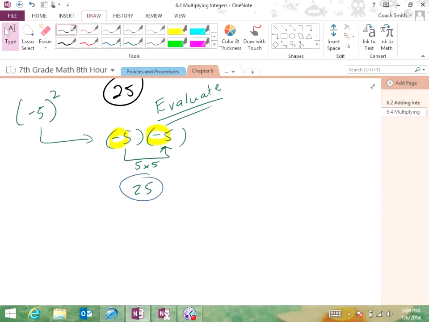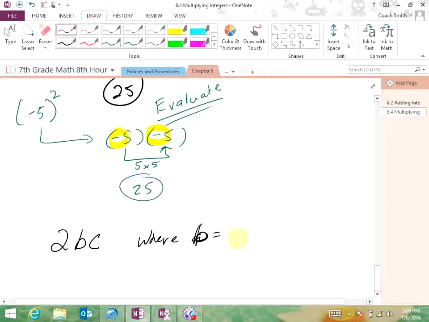Okay, let's look at this one. 2 times B times C, where A is, or excuse me, B is equal to negative 2, C is equal to negative 7.